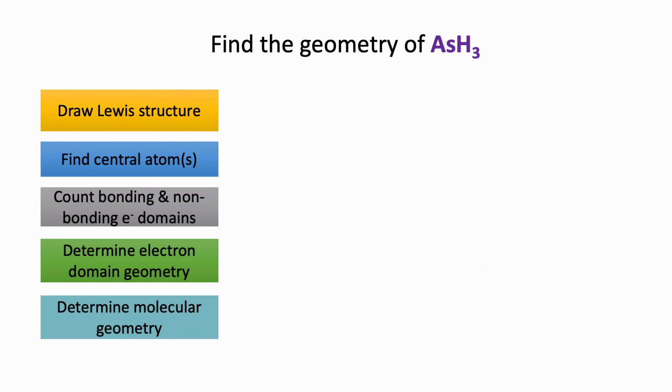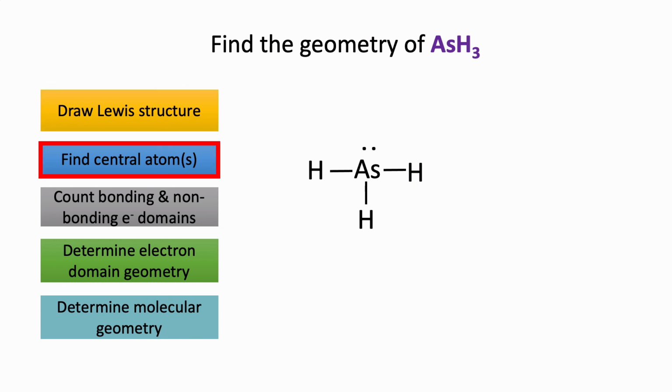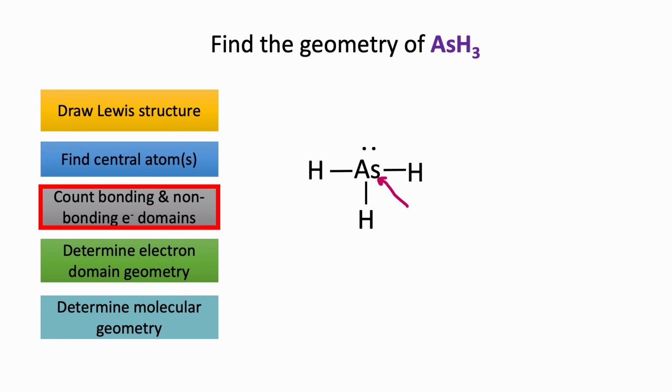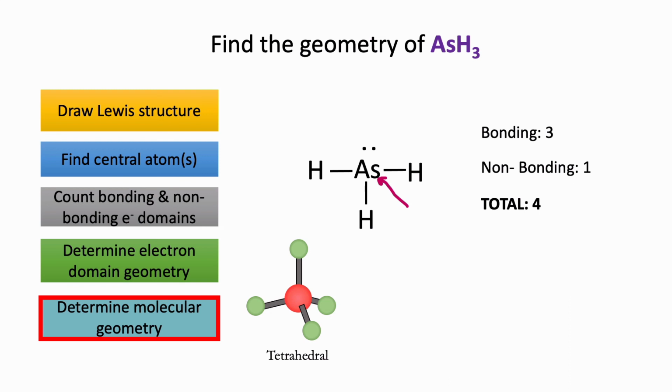Now we're going to find the geometry of arsenic trihydride. And I'm just going to draw the Lewis structure here. It's going to look like this. And our central atom here is going to be the arsenic. It's never going to be hydrogen. So let's count our bonding and our non-bonding electron domains. You can see we have 3 bonded atoms, so that's 3 bonding domains. We have 1 pair of non-bonding electrons, so that's 1 of those. Again, we have a total of 4, which tells us that our electron domain geometry is going to be tetrahedral again. But remember that we now have 1 non-bonding pair, so our molecular geometry is going to be trigonal pyramidal.